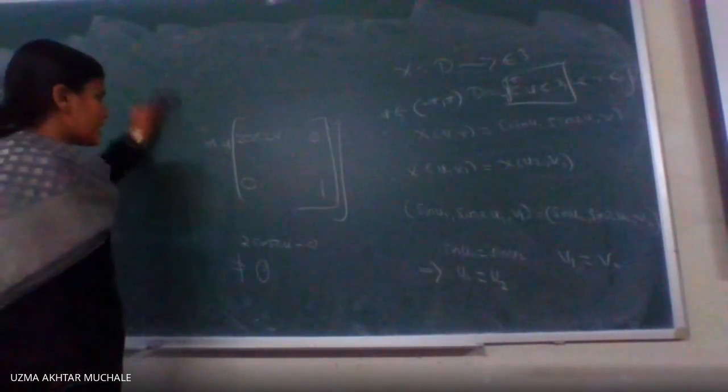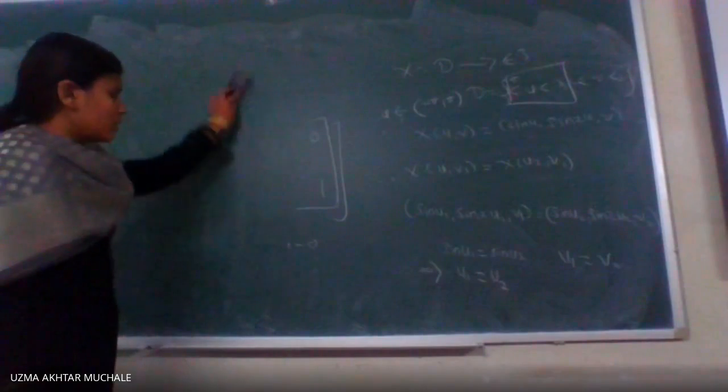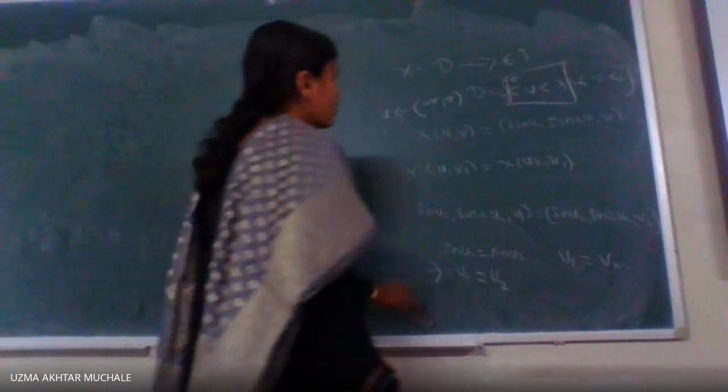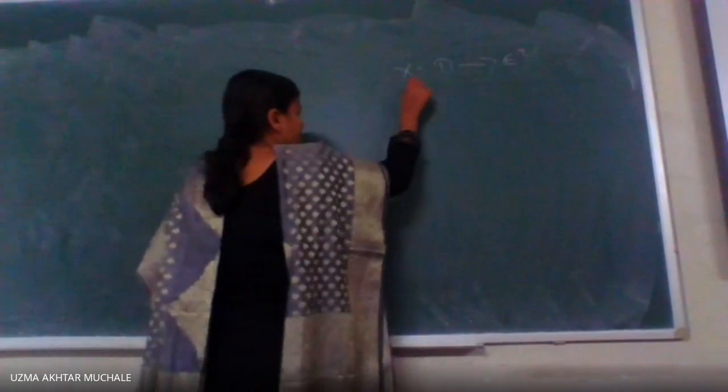And hence we can say that the mapping x is regular and 1-1. But still we have to verify whether the mapping x inverse is continuous or not. For that, first we have to define what x inverse is.